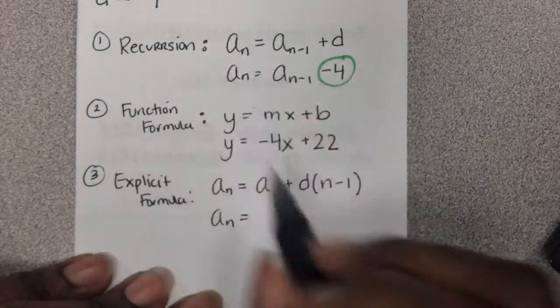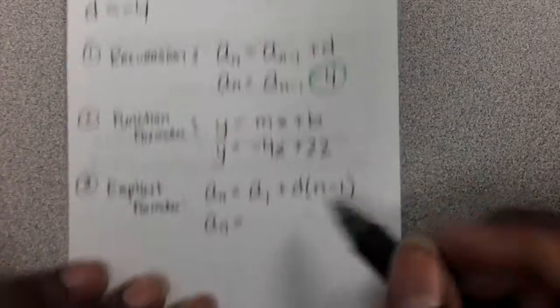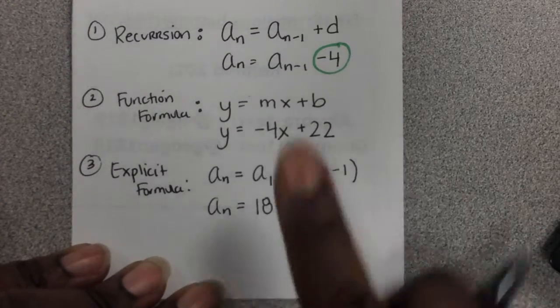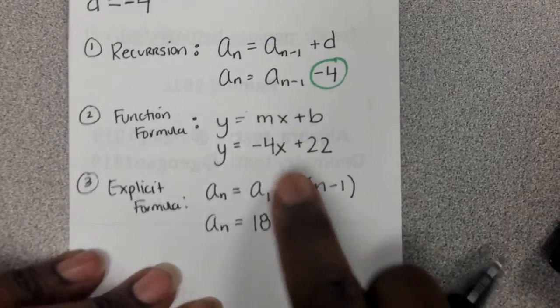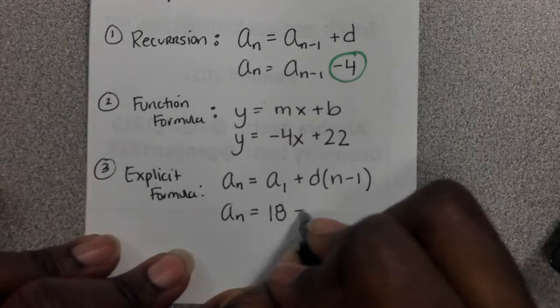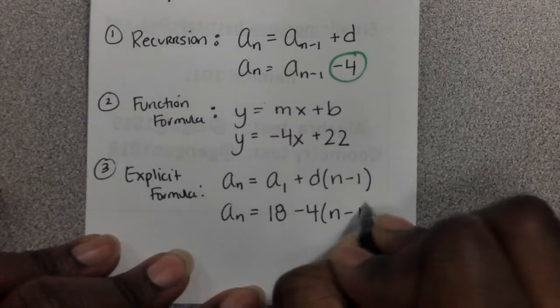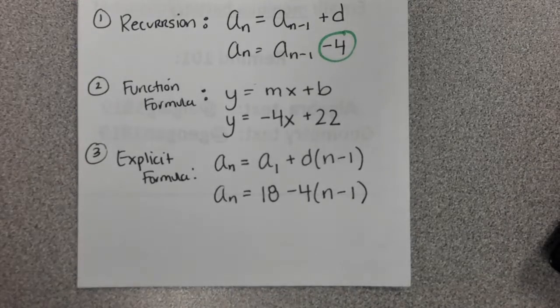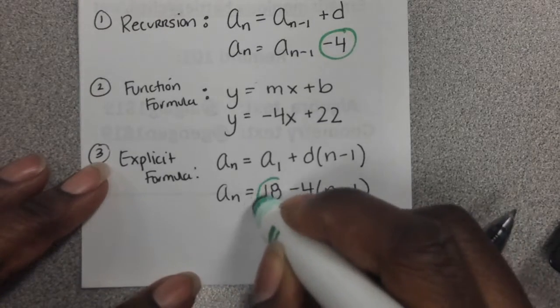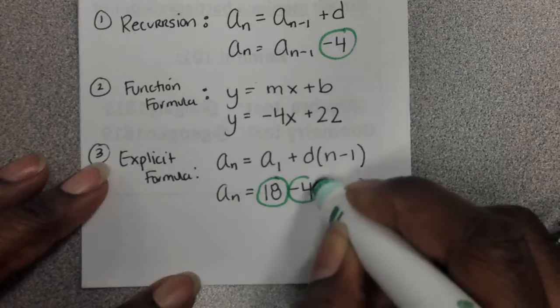A1, look at this, the example. 18. A1 is 18. And what is D? Negative 4. D is the common difference. And then n minus 1 stays the same every time. So only 2 things get plugged in. The A1 gets plugged in, and then D gets plugged in.